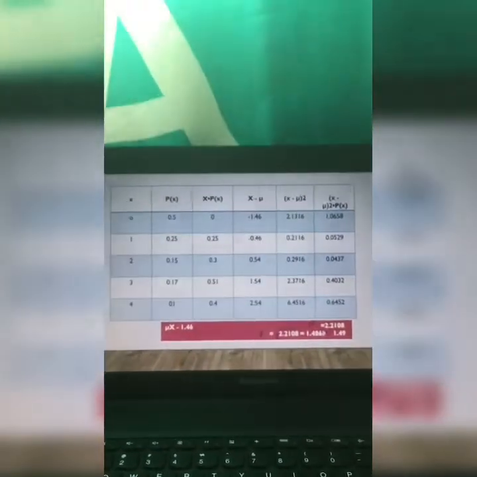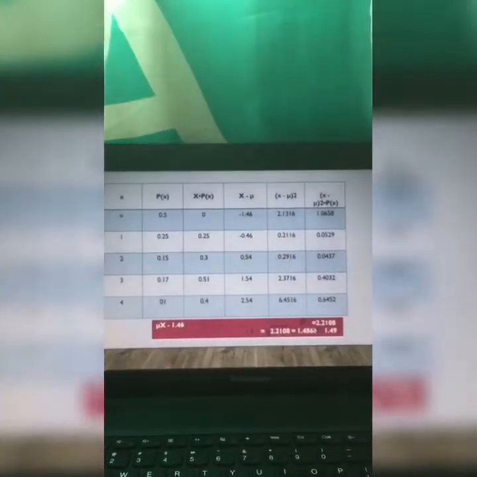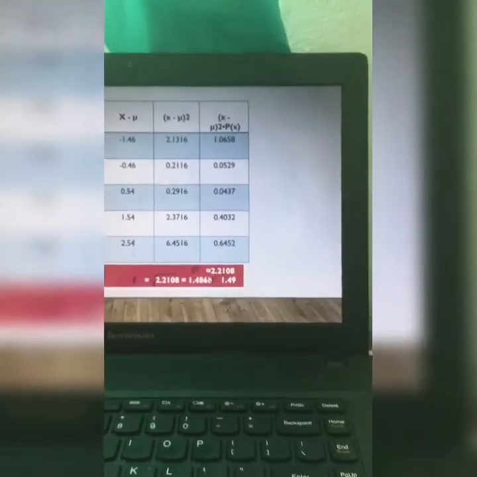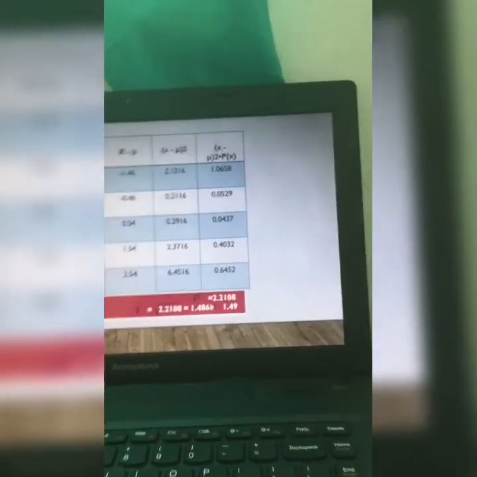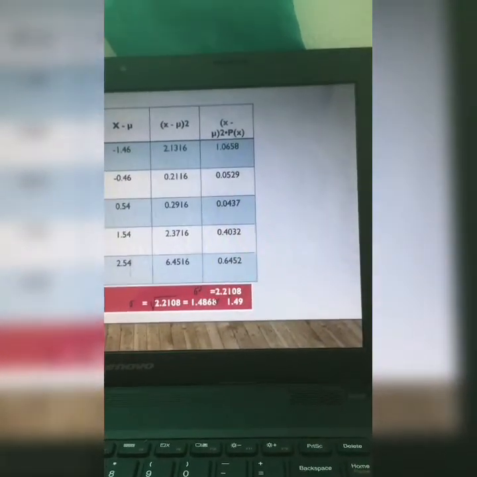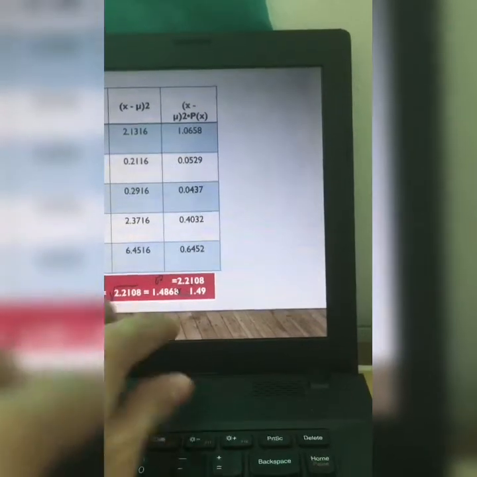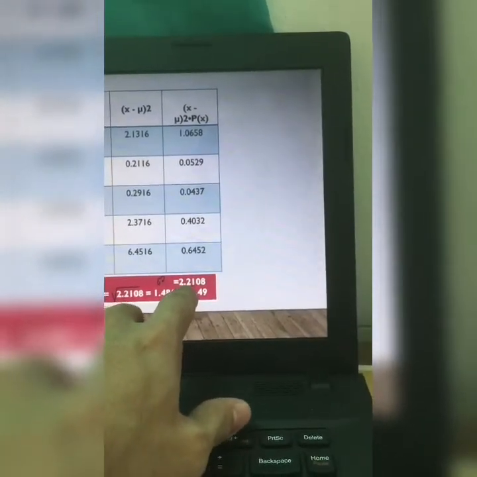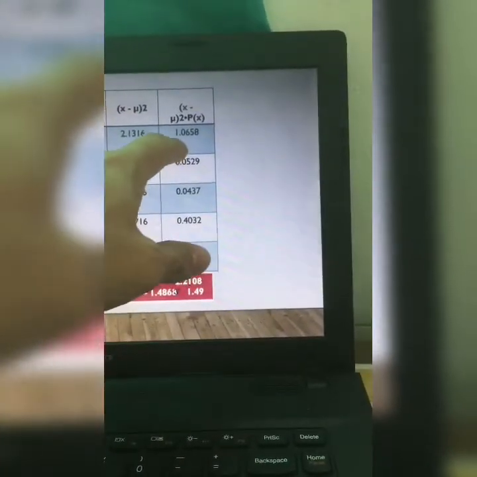So let's go. Now guys, after we get all the values, all the answers per column or per row, what we will do is get our variance. But how? We just need to add all the values in the very last row, and then we get the variance, which is this one. So let's take a try.